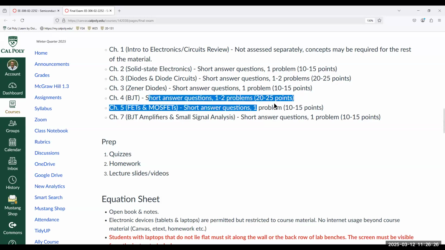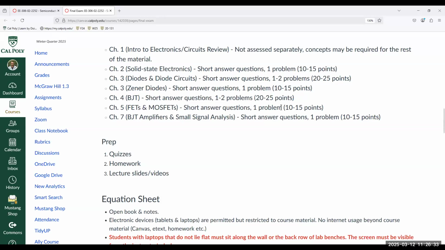BJT short answer questions, 1 to 2 problems. FETs and MOSFETs, probably not a problem, just some fundamental short answer questions. So no problems from the FETs. And again, BJT amplifier, small signal analysis, again, fundamental short answer questions, no problem. So FETs, MOSFETs, chapter 5 and chapter 7, no problems except for fundamental concepts.